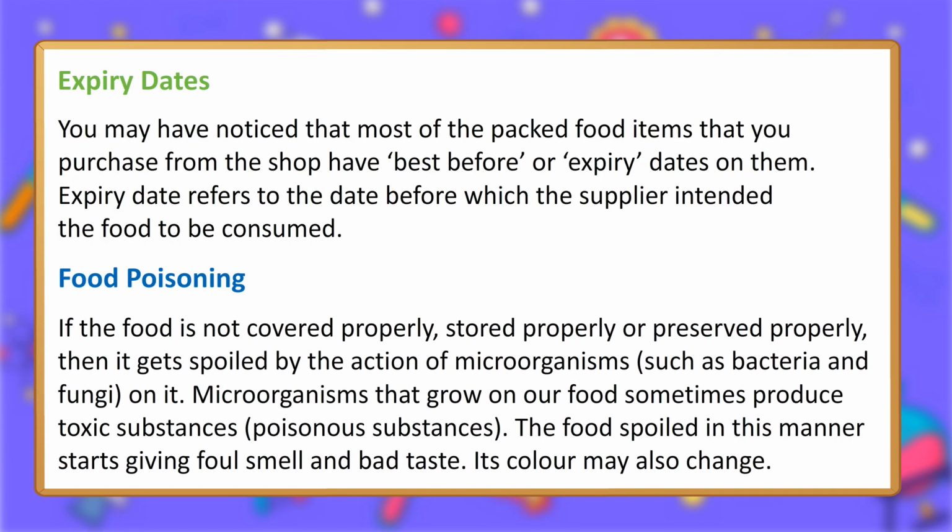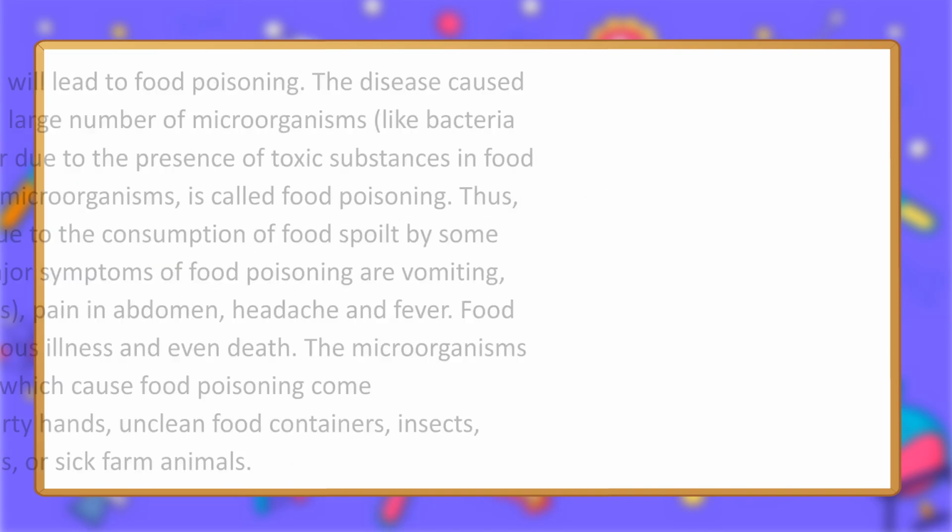Food poisoning. If the food is not covered properly, stored properly or preserved properly, then it gets spoiled by the action of microorganisms, such as bacteria and fungi, on it. Microorganisms that grow on our food sometimes produce toxic, poisonous substances. The food spoiled in this manner starts giving foul smell and bad taste. Its color may also change.